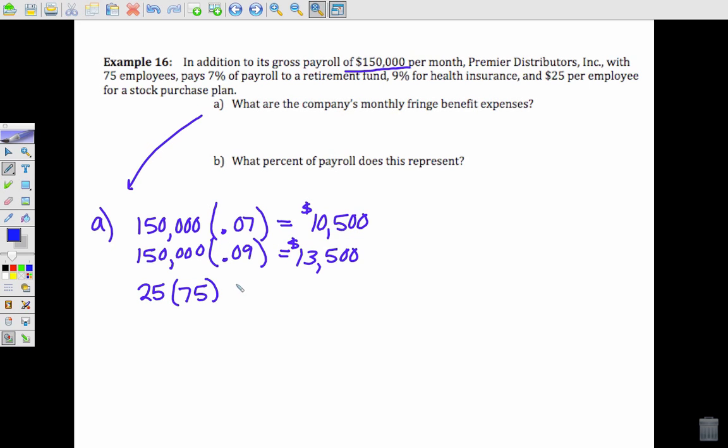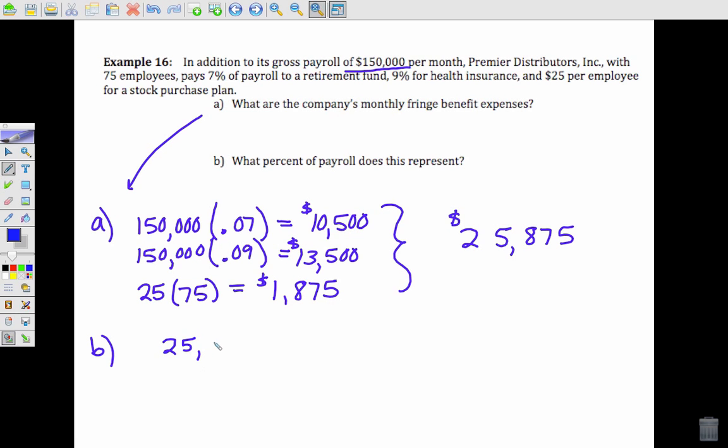And finally, we've got the $25 per employee. 25 times 75 employees, and that is 1,875. Okay, so these are the individual parts. The grand total for that would be $25,875.